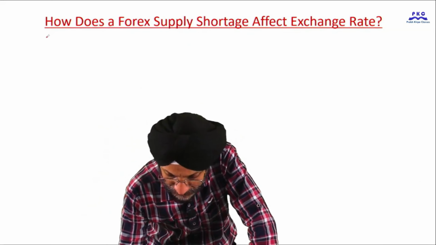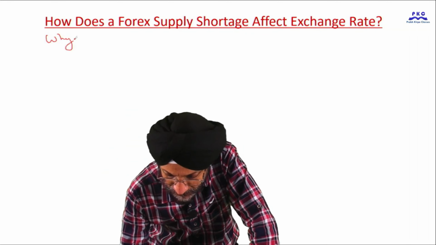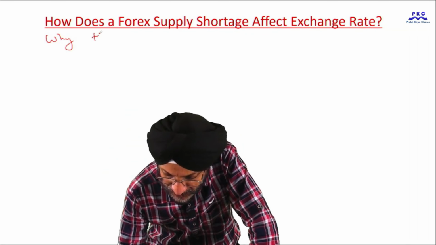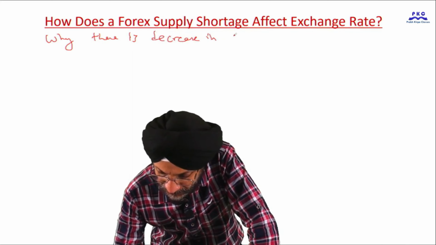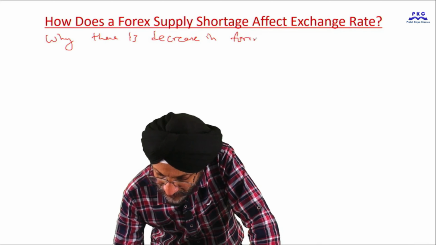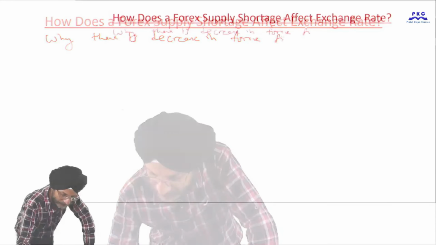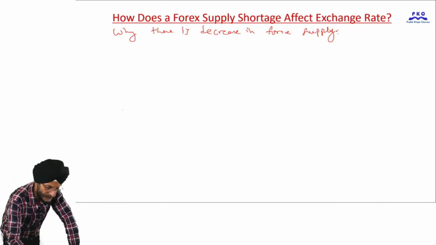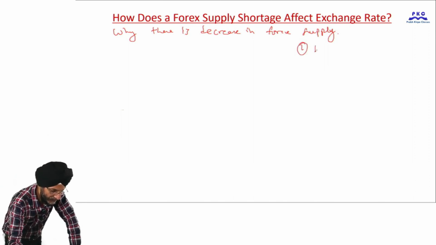Why is there a decrease in forex supply, or what are the reasons for decrease in supply? First reason is decrease in exports.